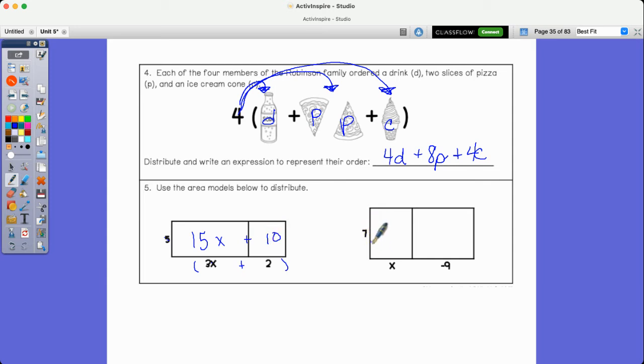Same thing here. 7 times x is 7x. 7 times negative 9 is negative 63. This would be your parentheses in our problem. So it would look like this. And this one would look like this. And that's how you use an area model to distribute.